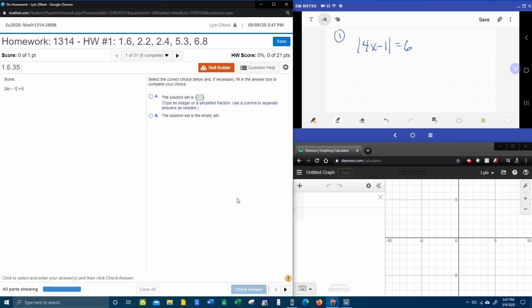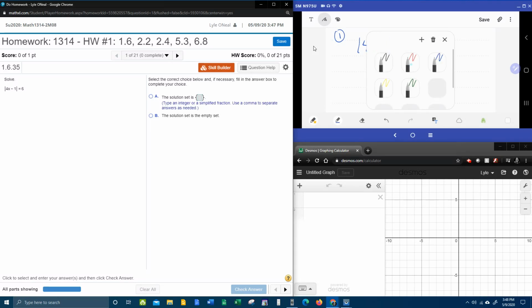Question number one from our college algebra homework number one in MyLab Math. They give us an absolute value equation, and the instructions simply say solve. We're going to try to solve for x. So up here in this window, I've got the problem copied down. Let's see how it works.